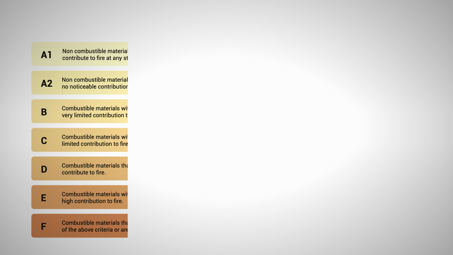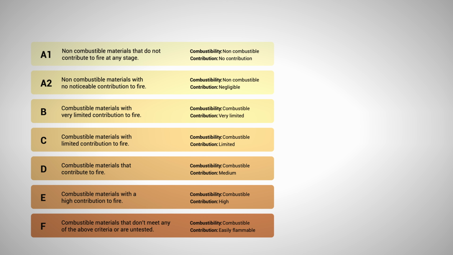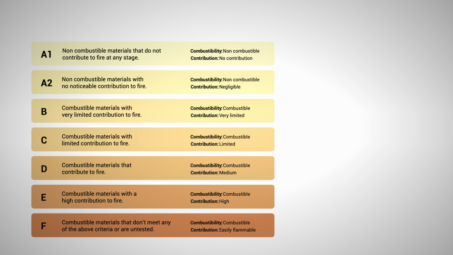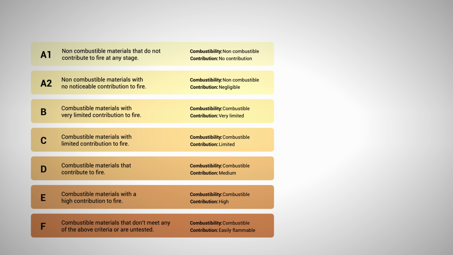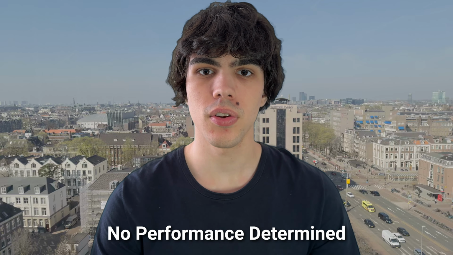Materials are rated from A to F, where A1 and A2 represent the highest levels of fire resistance with no or minimal contribution to a fire, and F indicates materials that don't meet any of the criteria or aren't tested. Materials that aren't tested are normally classified as No Performance Determined, or NPD, but may sometimes be treated as Class F for conservative design purposes.